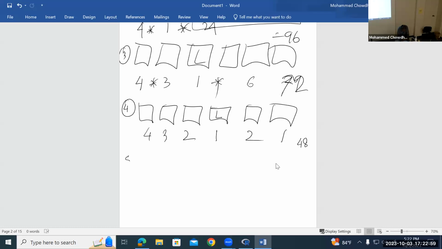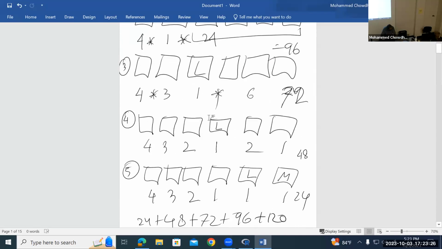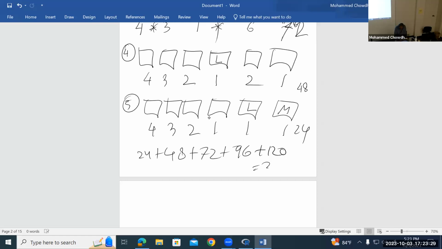And then the fifth one is this. 1, 2, 3, 4, 5, 6. This is L, this is M. This is 4, 3, 2, 1, 1, 1, 24. Now we have what? 24 plus 48 plus 72 plus 96 plus 120, right? Sum them up. This would be equal to 360, I guess. Are you understanding? So these are computational things, which is the fundamental thing.